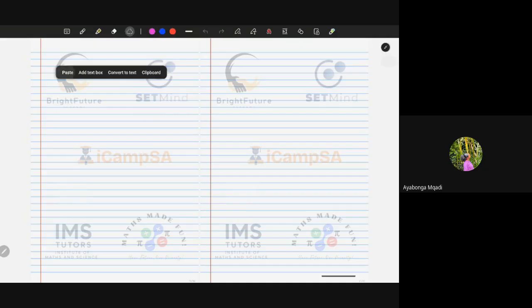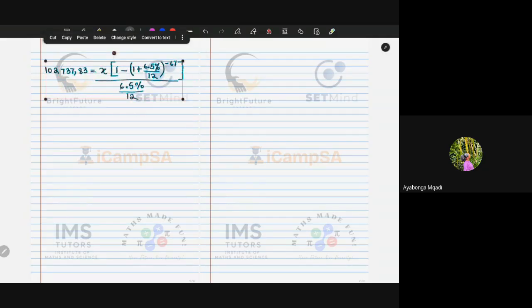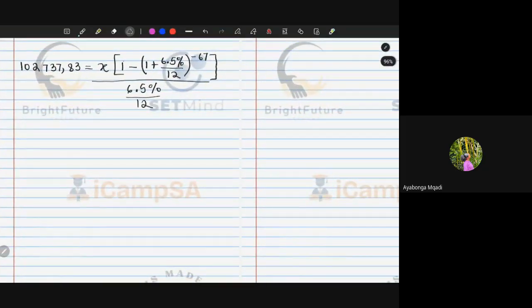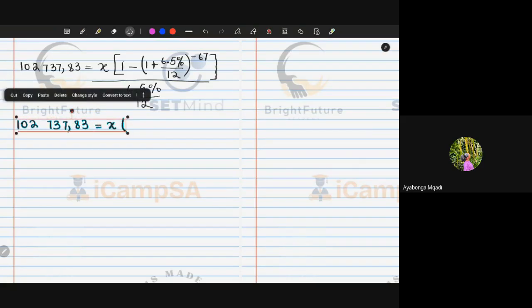Okay, what do you get, guys? Go to your calculator and punch what is multiplying X there. So on the left-hand side, I have 102,737.83. This will be X multiplied by what? I'll just put it in brackets. What do we have, guys? 56,062.